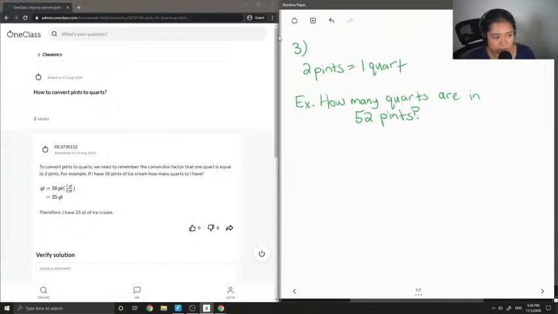I'm gonna first write down the units I'm looking for. So x quarts over 52 pints. And then I'm gonna write my conversion factor on the right side. 1 quart over 2 pints. And now I'll just solve for x.